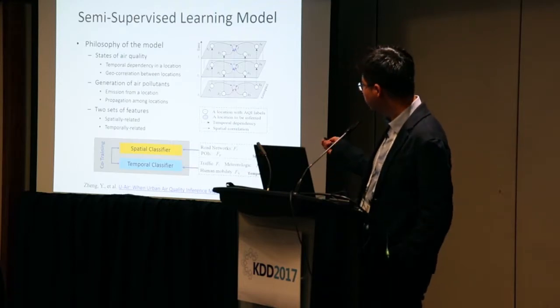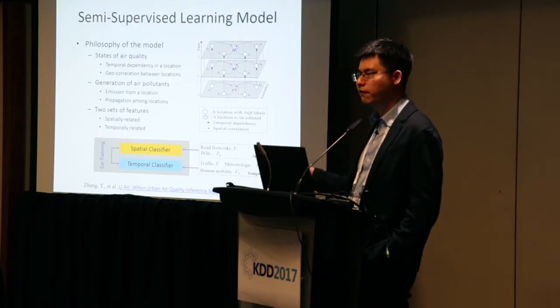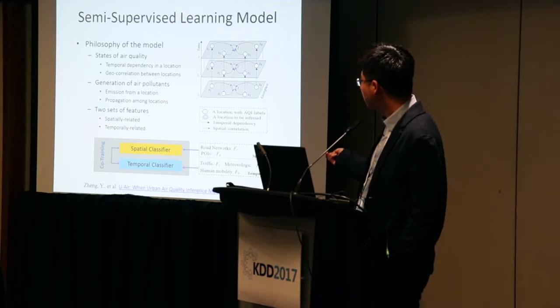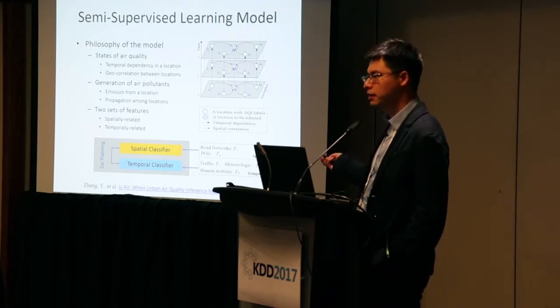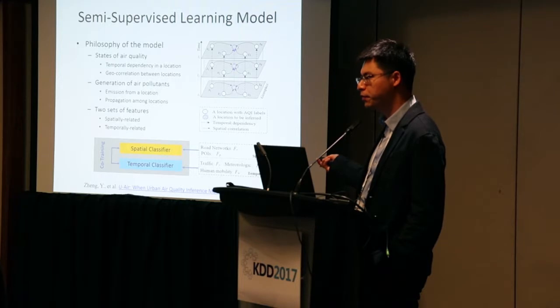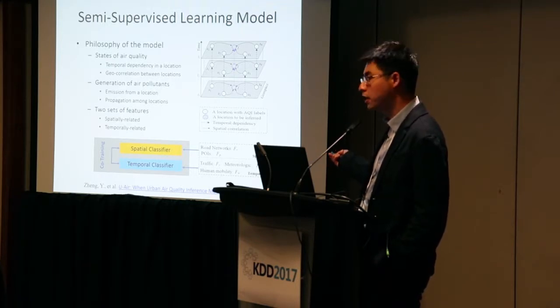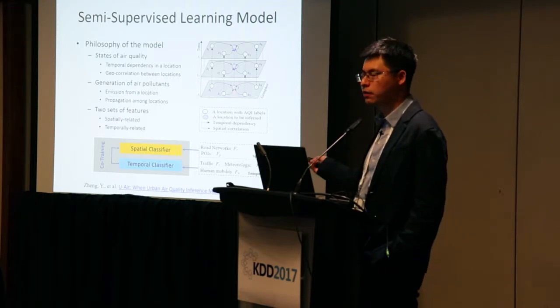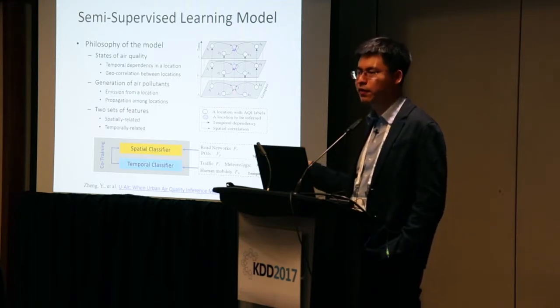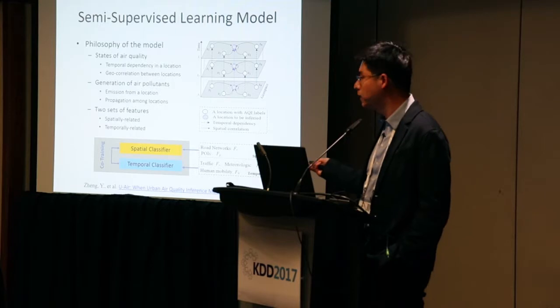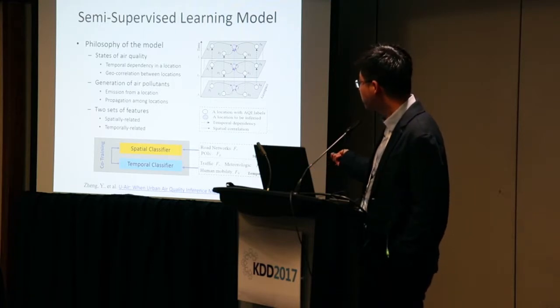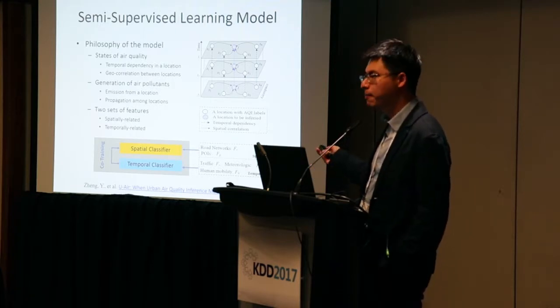This figure illustrates the philosophy of the model, where each white circle denotes a station that has been built by the government. We know the reading of air quality from these stations. And the blue circle means the location we're going to predict. We have no idea about the air quality of this place. Each slice means a timestamp, 2 p.m., 3 p.m., 4 p.m.